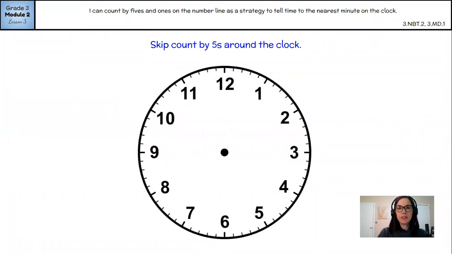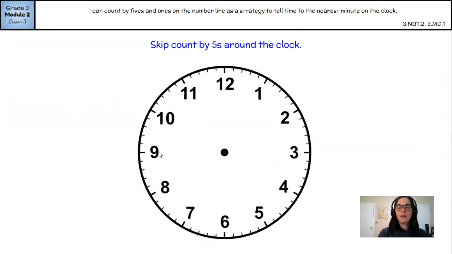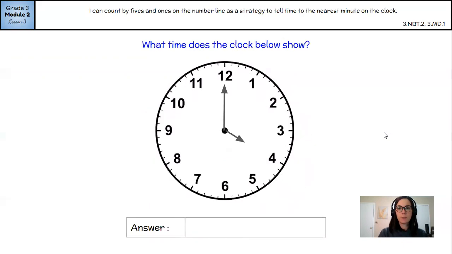All right, together, let's skip count by fives around the clock. So when we're here at 12, we say o'clock. That's when we turn to a new hour. O'clock, 5, 10, 15, 20, 25, 30, 35, 40, 45, 50, 55, 60. 60 minutes makes 1 hour.